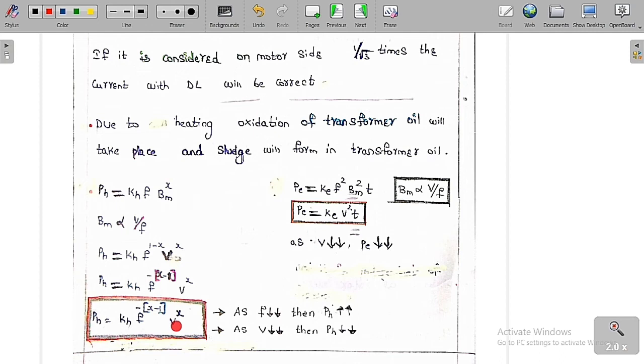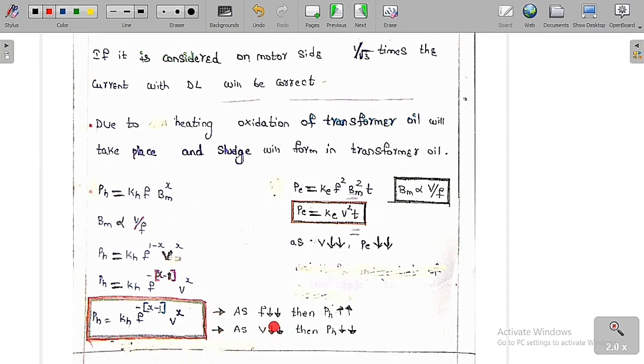Here, if you see clearly, suppose the frequency decreases, what is going to happen? x is equal to 1.6, so x minus 1 is nothing but 0.6. So there is a minus 0.6, giving V to the power of 1.6 by f to the power of 0.6. As f increases, the denominator will increase, so the overall value will decrease.